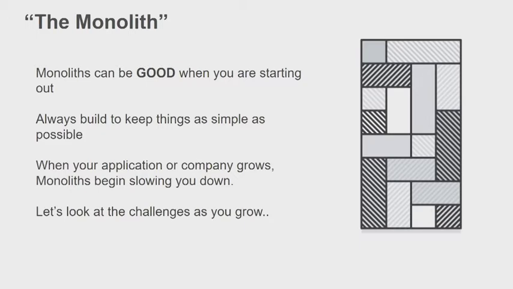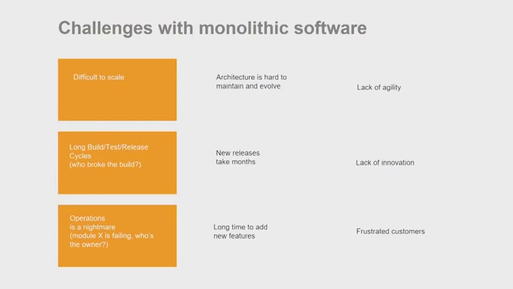Before we talk about that, let's look at the challenges you typically go through when dealing with monolithic software. First thing is that it's difficult to scale. The parts of the application that you want to scale independently tend to share resources with other parts of the application you don't know about. You tend to have long build, test, and release cycles, and people are afraid to add new features because they don't know what the impact will be to other functionalities. Operation is a nightmare because there is no isolation within the system, which means there's no clear ownership.